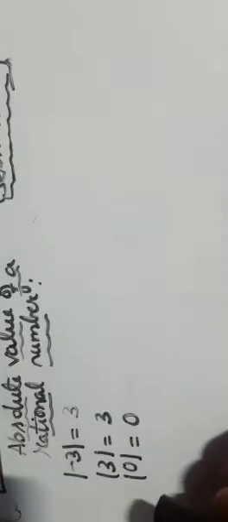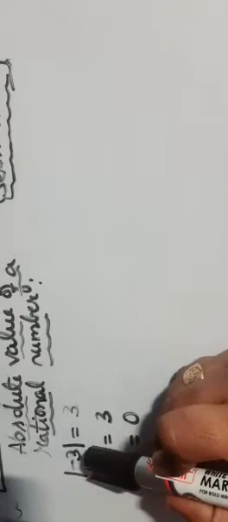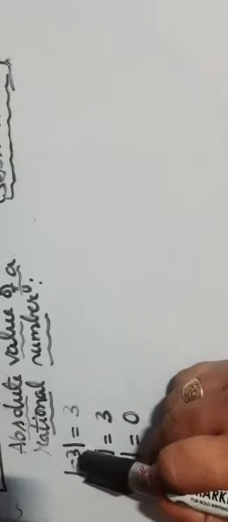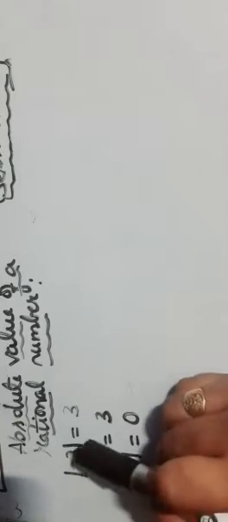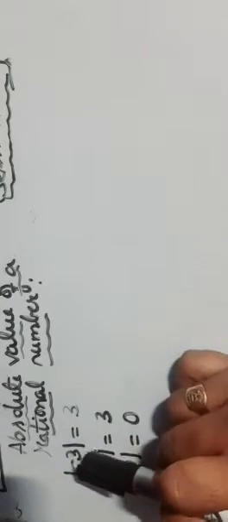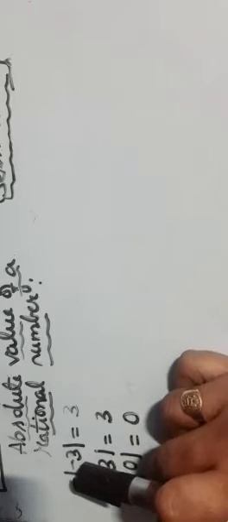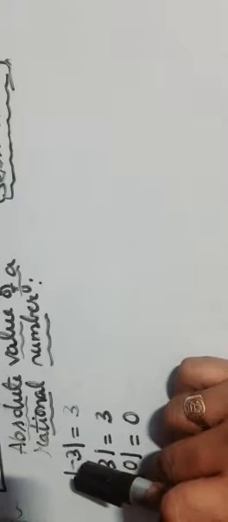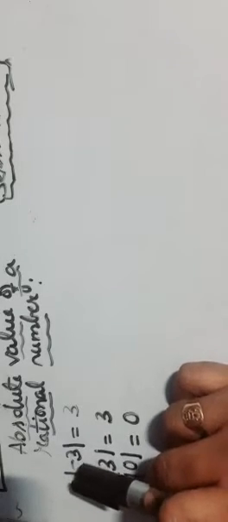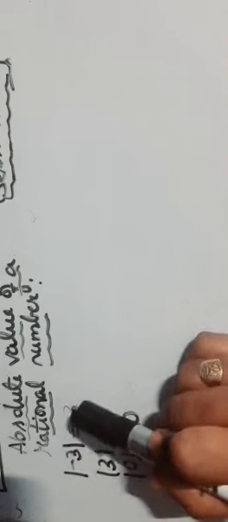Children, in class 6 we have already learnt about the absolute value of an integer. Here if I take minus 3 and put the modulus sign, we read it as the absolute value of minus 3, which is equal to 3. What have we done here? We have taken only the numerical value, that is 3, without considering the negative sign. So if there is a negative sign, we should not consider it. We have to write only the numerical value.